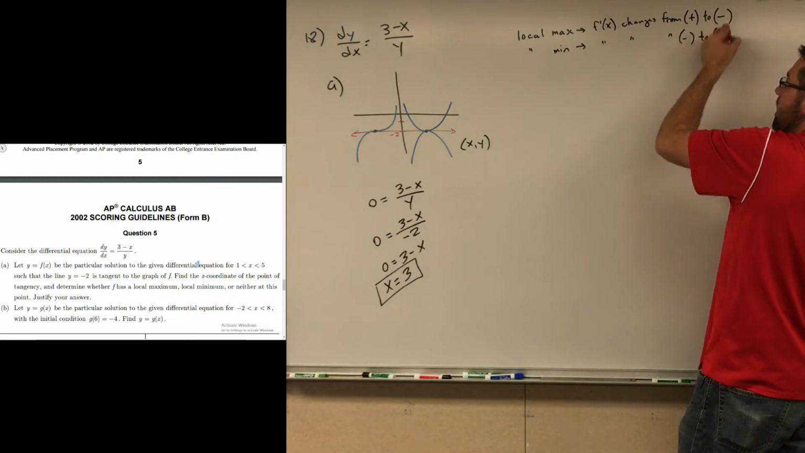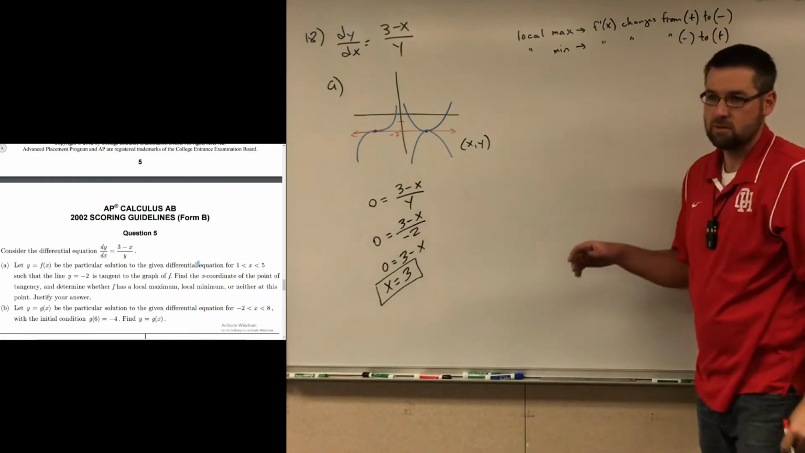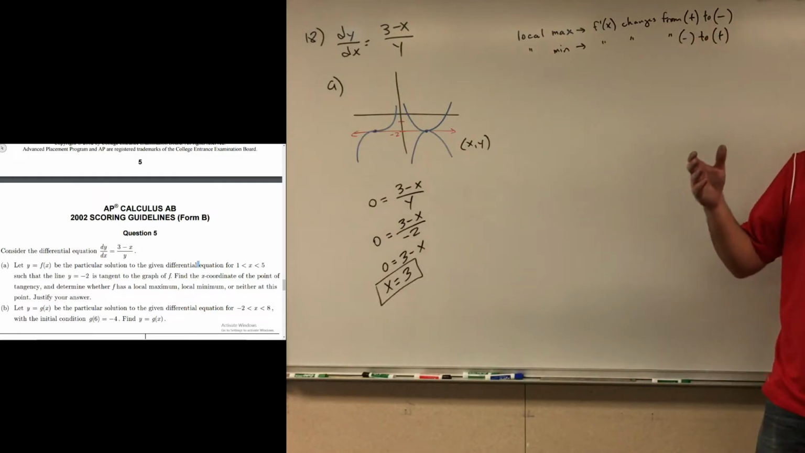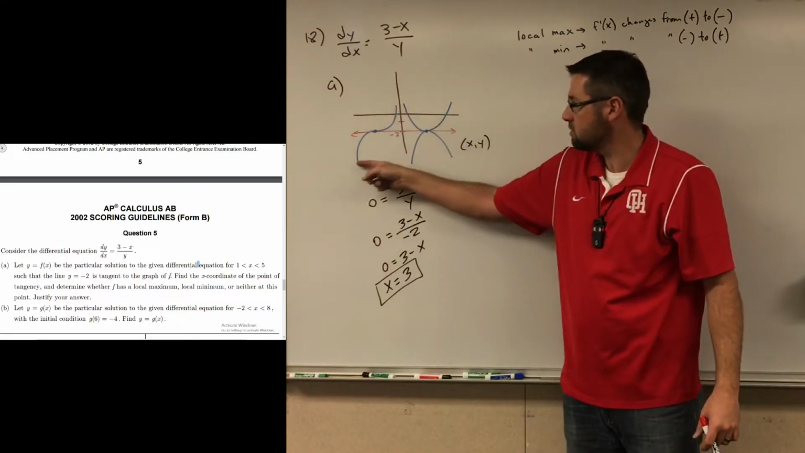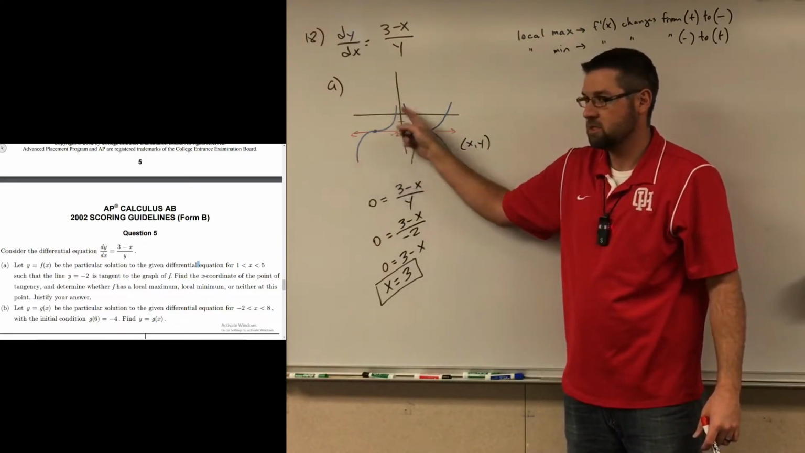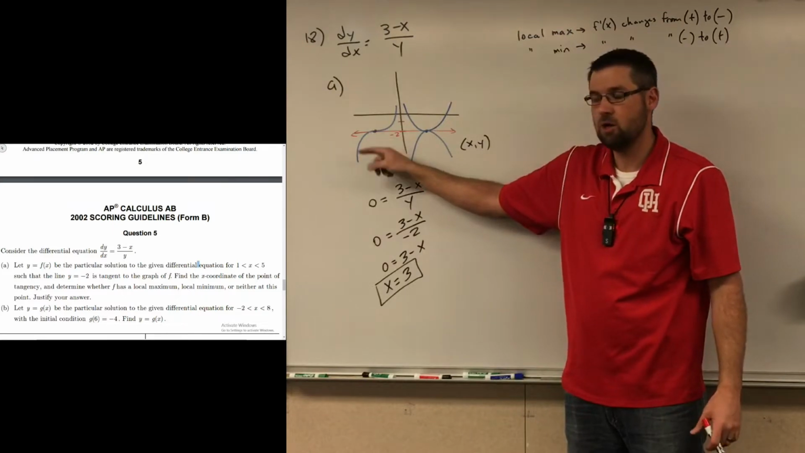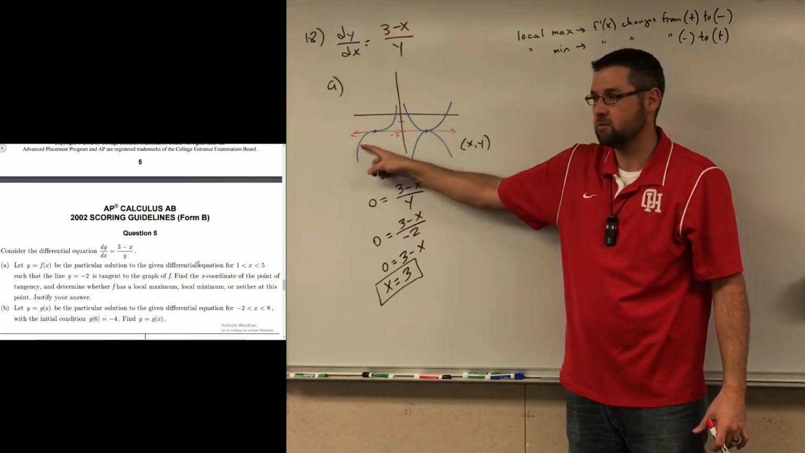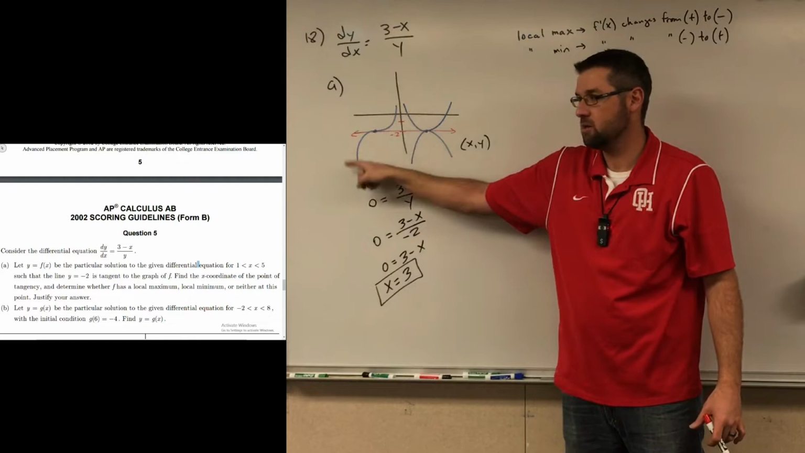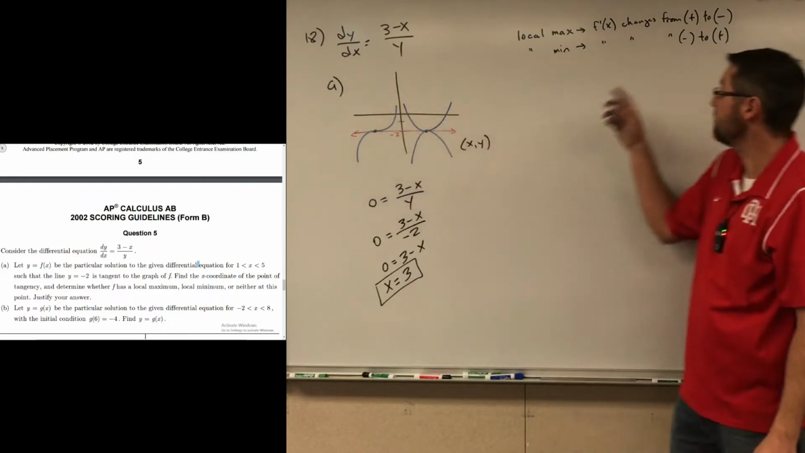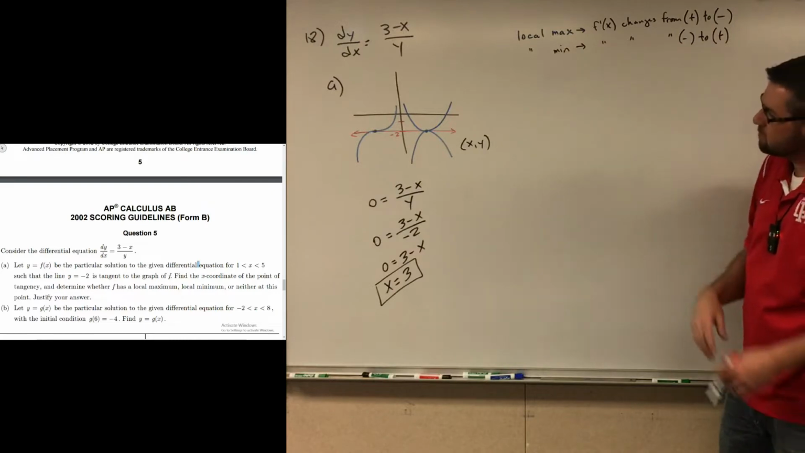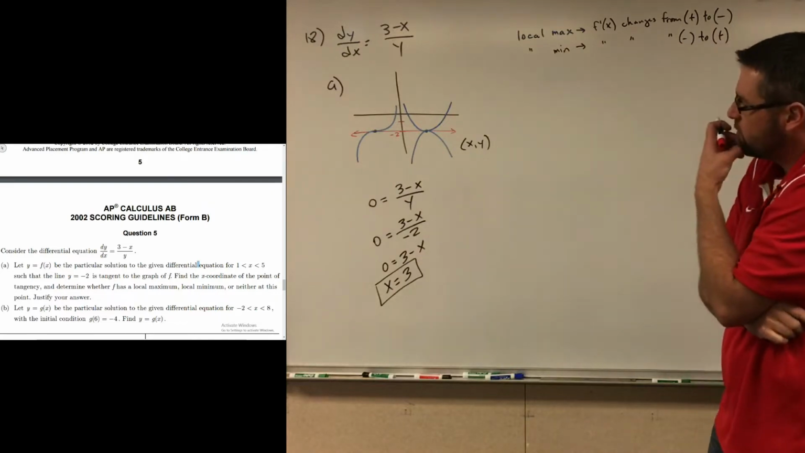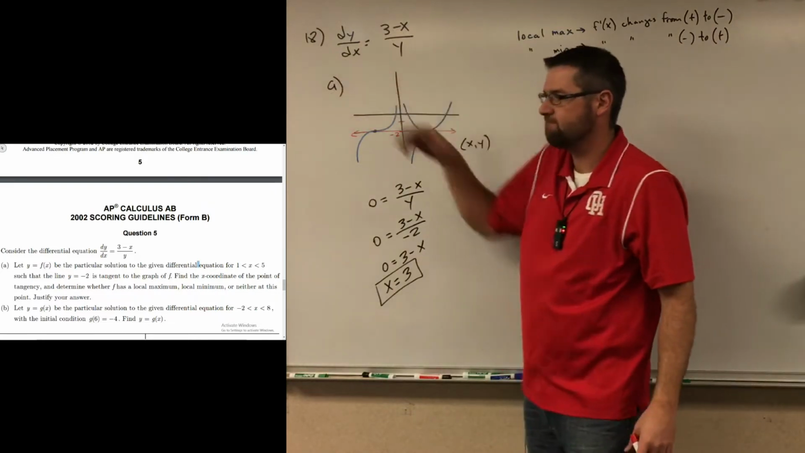And neither would imply what? That it touches it and f prime gives it, like this. Is this a max or a min? No, it's because f prime is what? Strictly positive or strictly negative. It didn't change signs. So we've got to look at f prime.